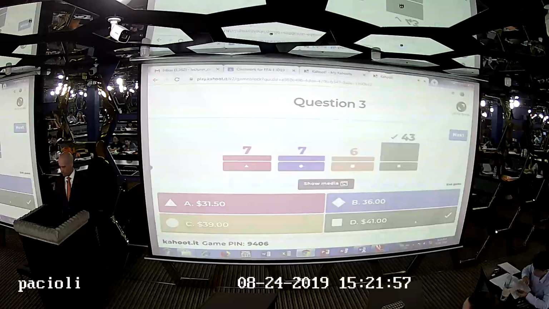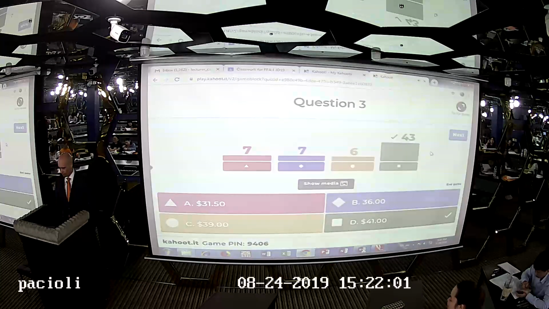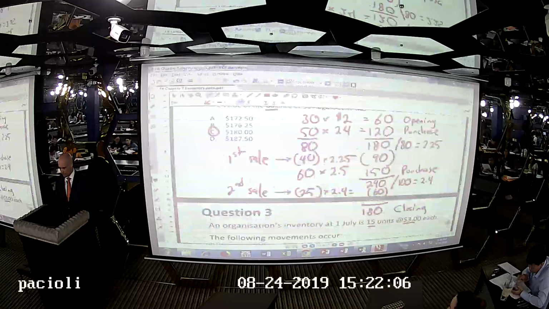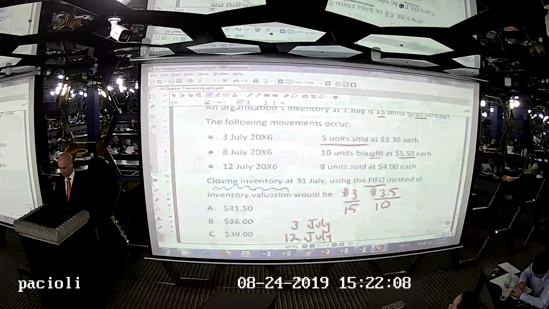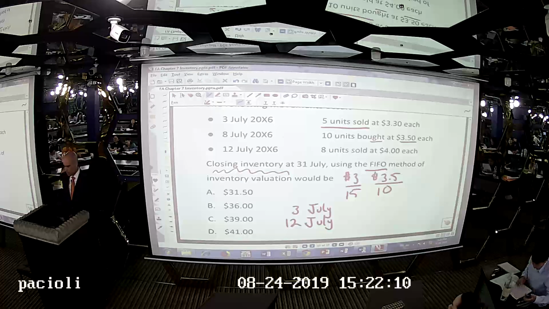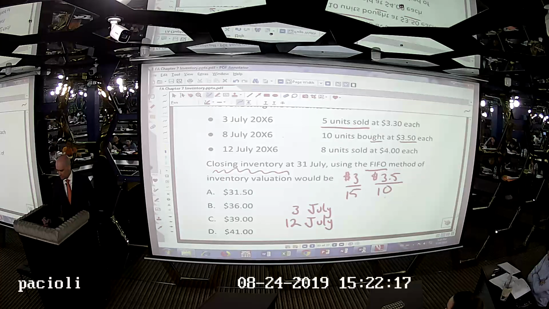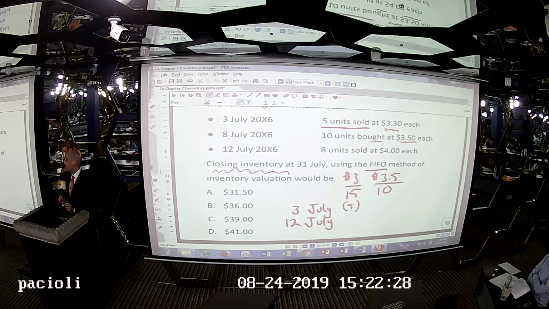Okay, good job. So D, 41. Let's look at the calculations. So the first inventory we buy 15 units of the $3 inventory, and then we buy $10 of the $3.5 inventory. First we sell 5. And it says sell at 3.3. 3.3 is the selling price.